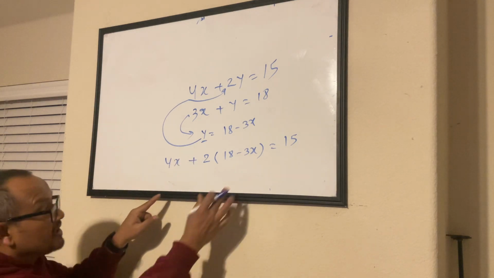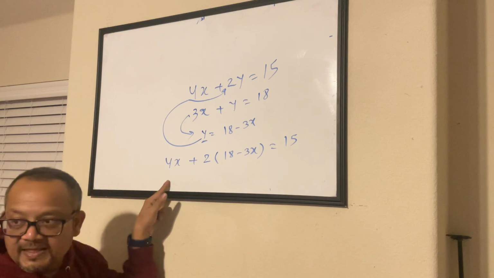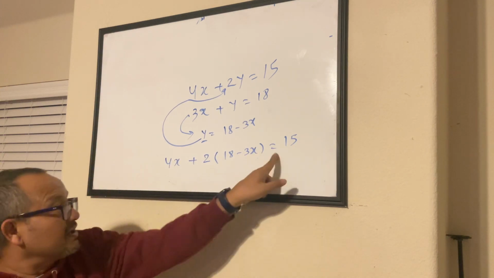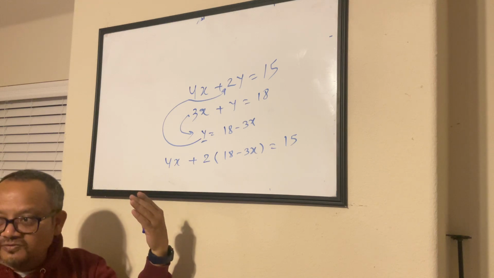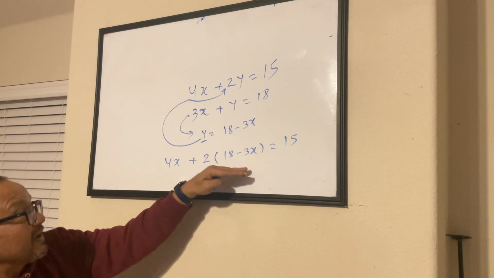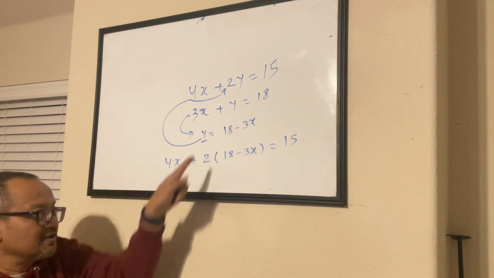Now you look at this. You only have x here. You don't have any y. So you have one equation with one variable. That will help us find out the value of x. And once we find the value of x, we can put it here and we will be able to get the value of y. Let's look at it.